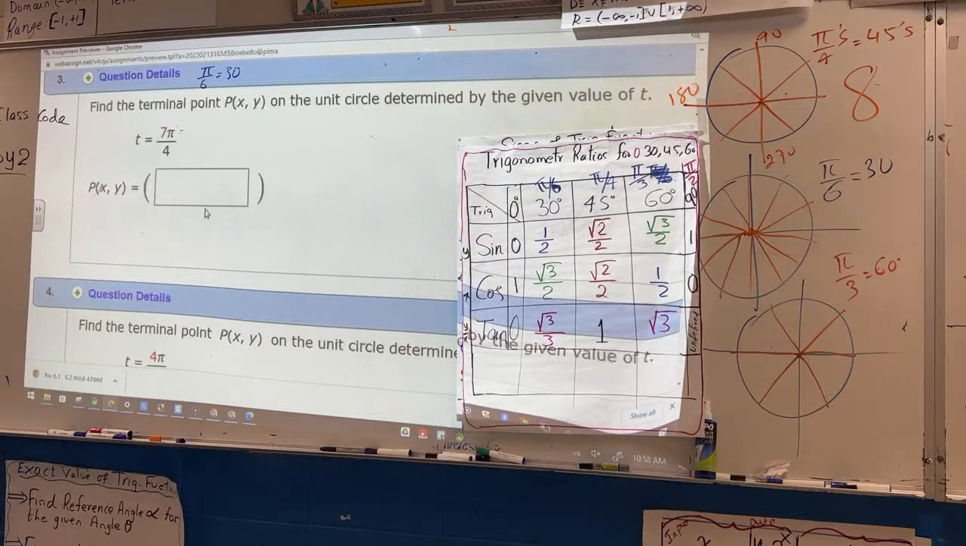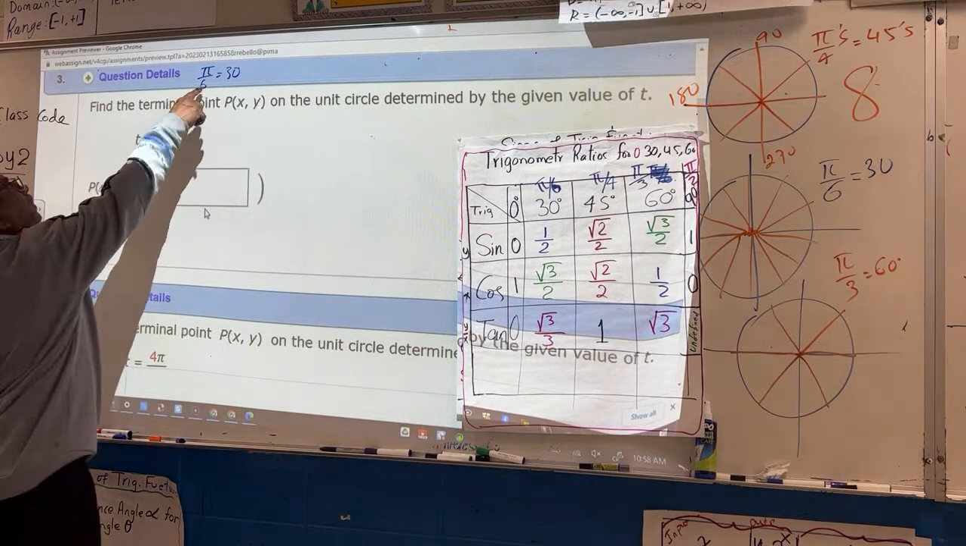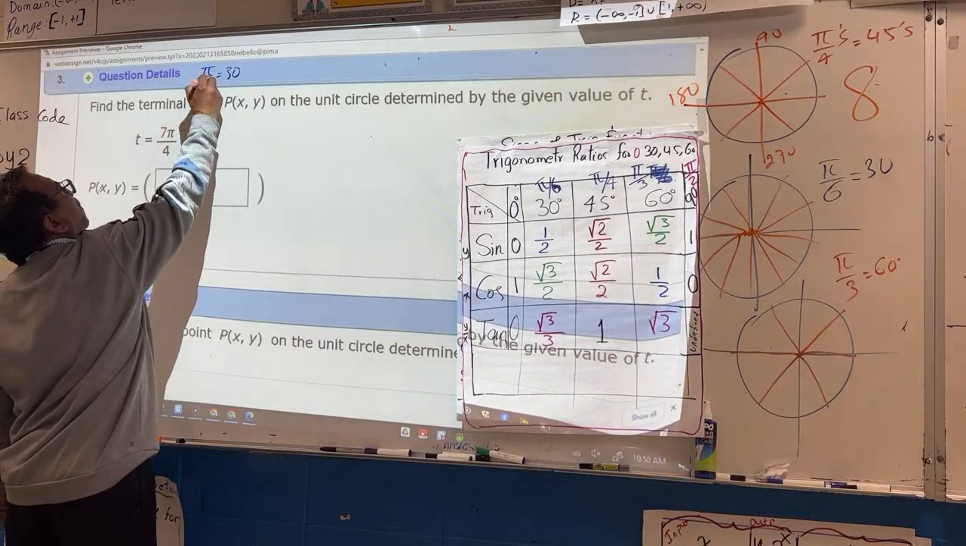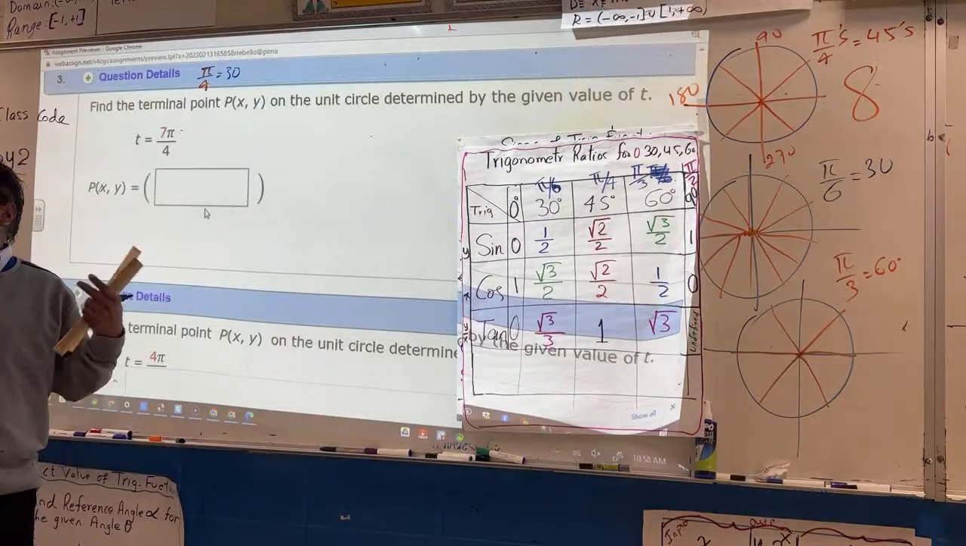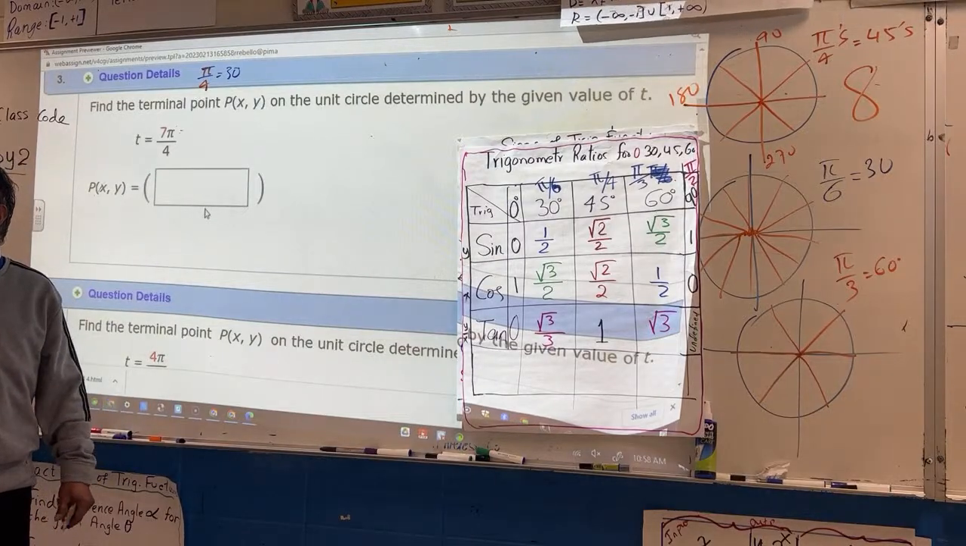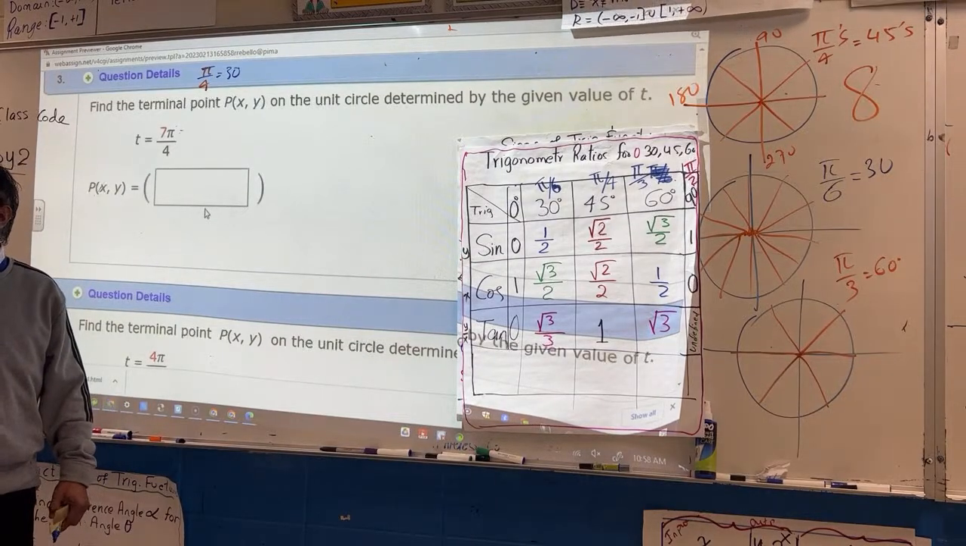Valerie, can you help me? What is the first thing we should know? That pi over 4. Yeah, and what is pi over 4 means? 45 degrees. You go. I'm trying to show something. Sorry. Can you put away your phone?